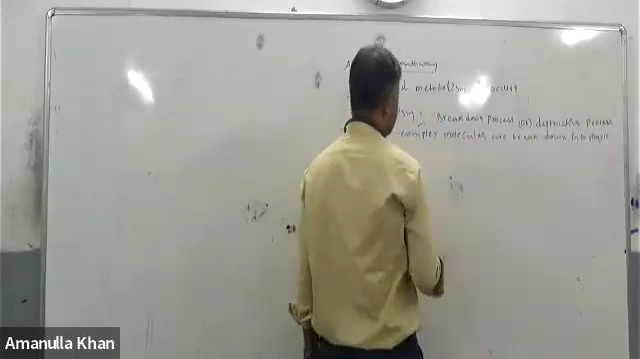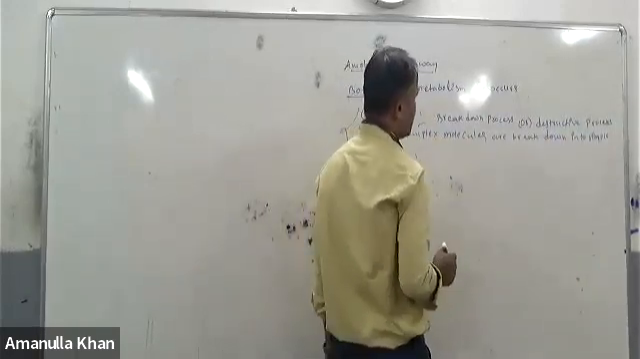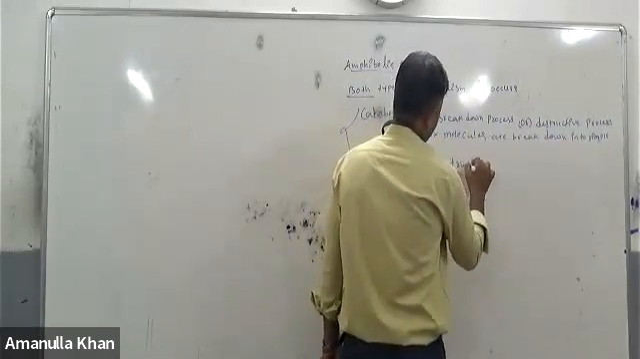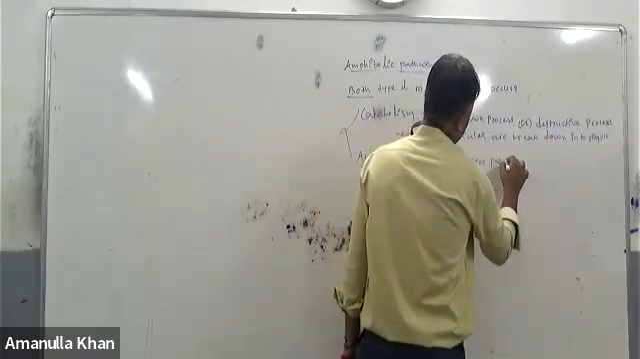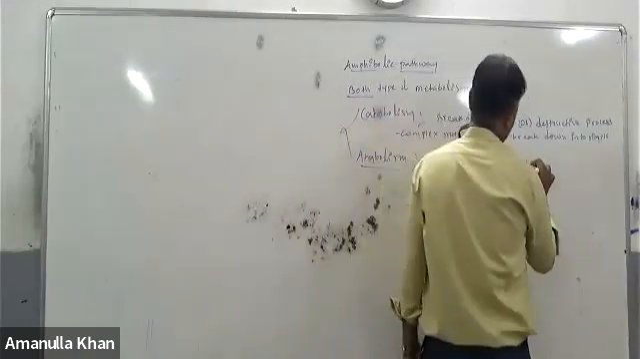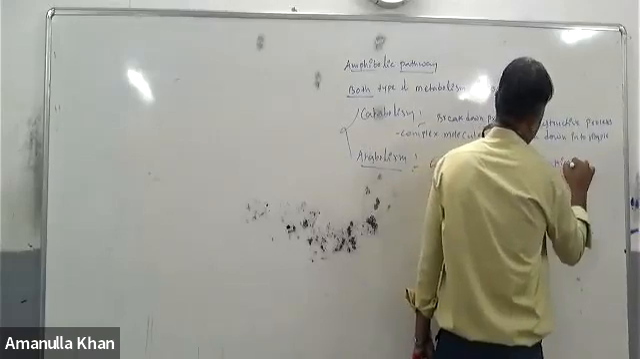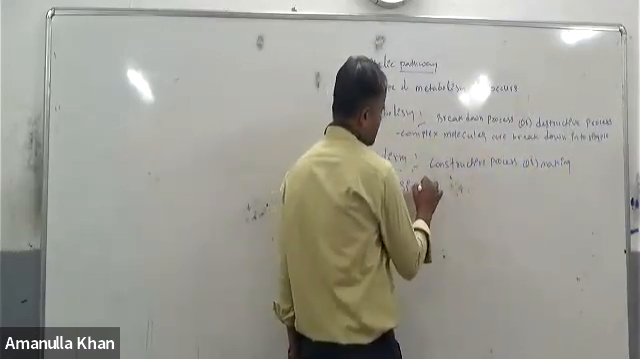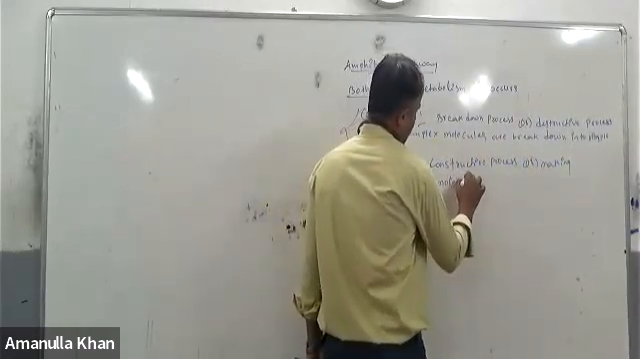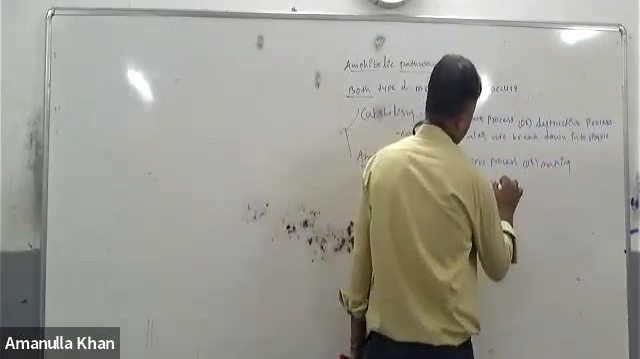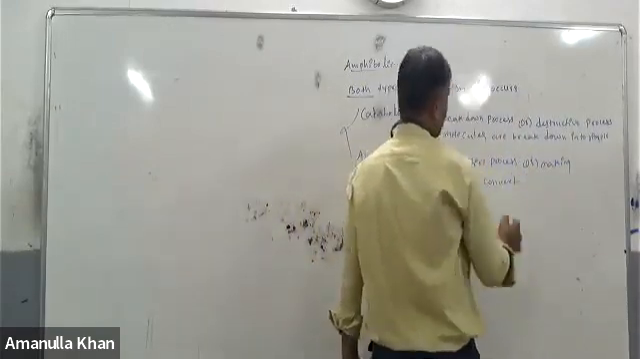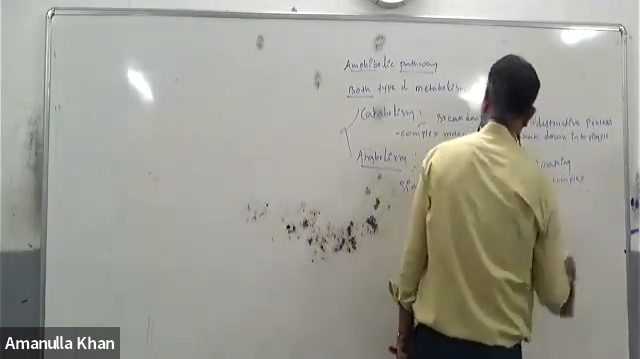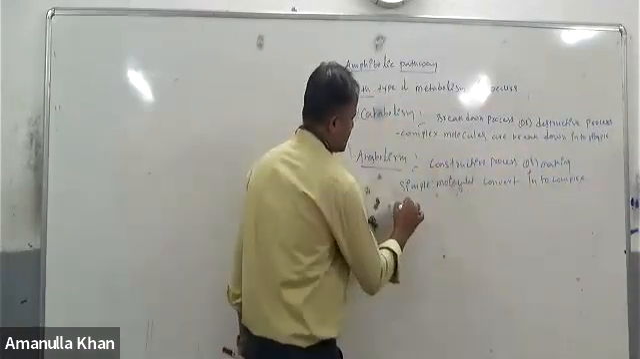Then anabolism is a constructive process, also called a making process. What happens in anabolism? Simple molecules are converted into complex molecules.